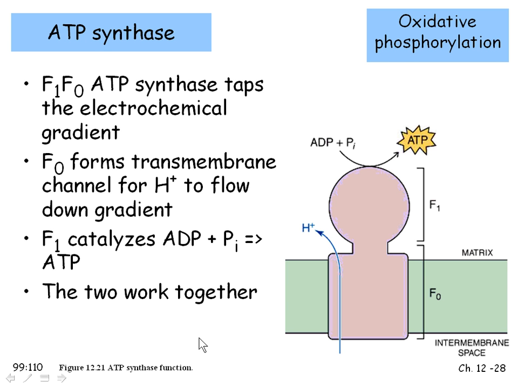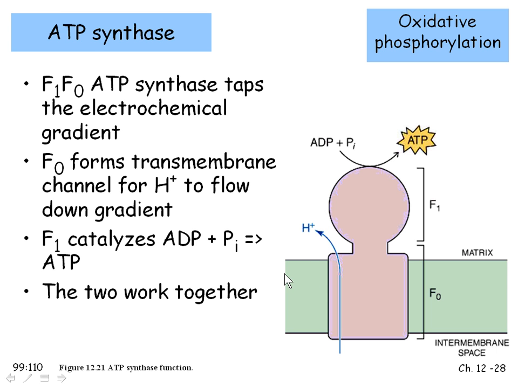So, we've made a gradient. We've got a membrane that's basically tight to electrons and protons and everything. We've got a gradient. How do we turn that into ATP? Well, it's done by this rather amazing molecule called ATP synthase, or ATP synthetase. And it sometimes is called F1, F0 ATP synthase because these two parts of it are fairly easy to isolate away from each other. So it's a two-part system where you need both parts for all of this to work.